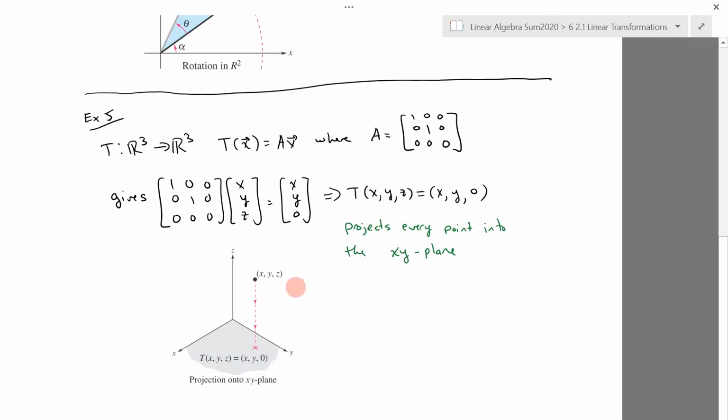Geometrically, if you take any point in three-dimensional space and you leave the x and y coordinates the same, but you make the z component 0, it projects everything down onto the xy plane.